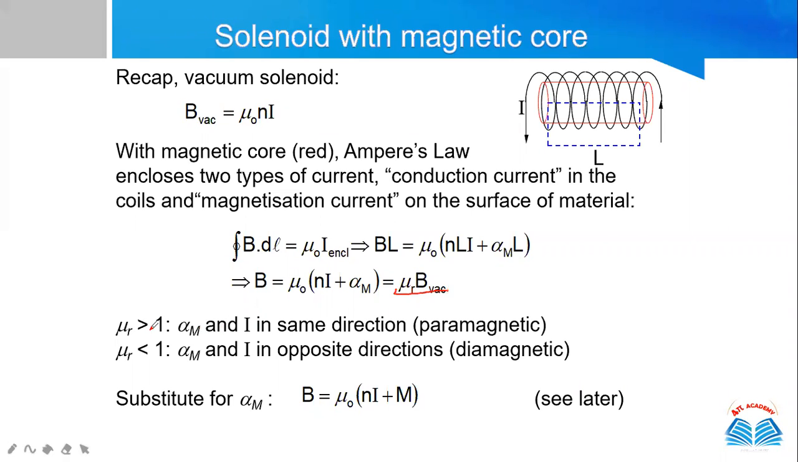If mu r is greater than 1, then alpha M and I are in the same direction, so the material is paramagnetic. These are important results. One question from these results can come in the exam, because from the solenoid polarization, no questions have come yet. So please remember all these things. And if mu r is less than 1, then alpha M and I are in opposite directions. That means the material is diamagnetic. These are some important results.